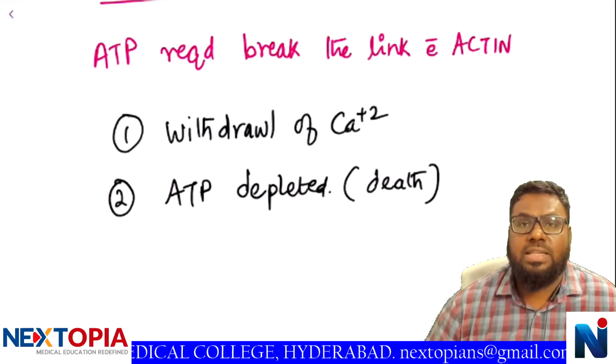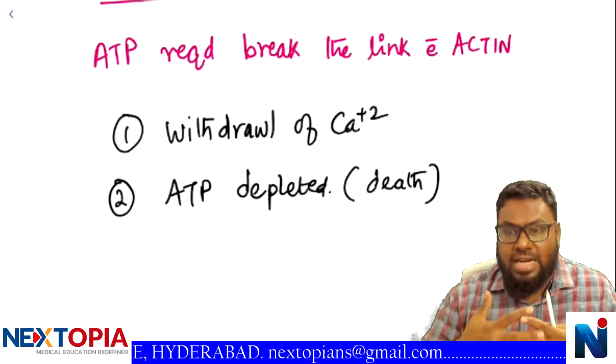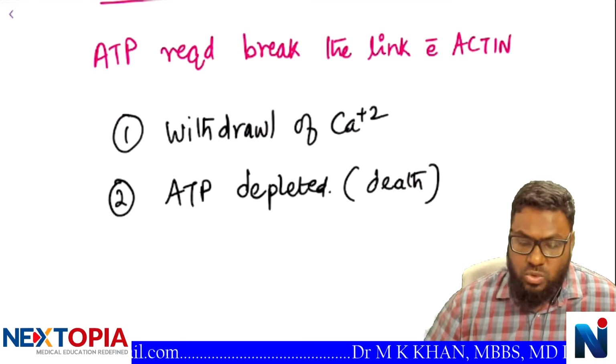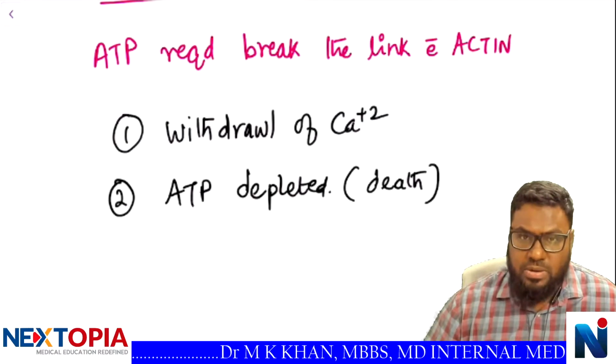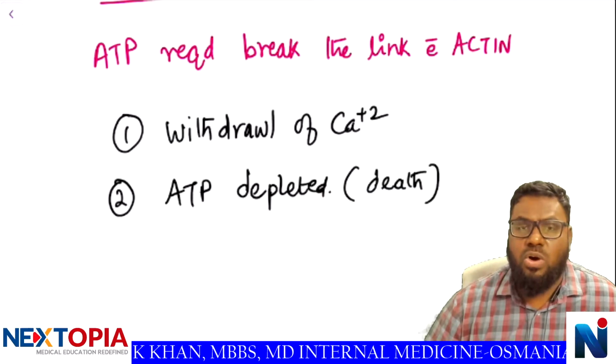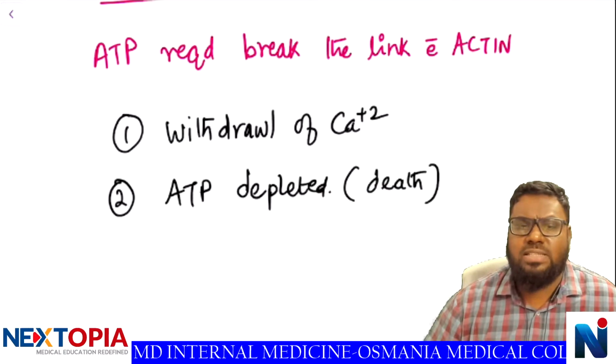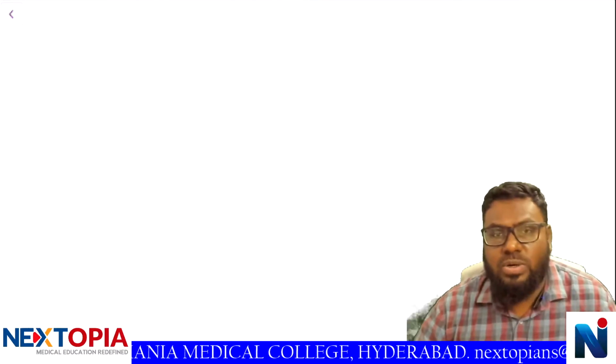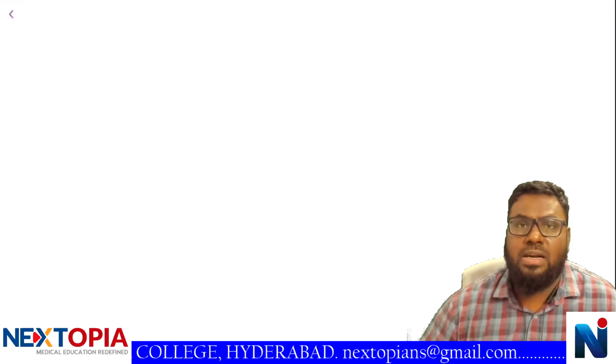There is no ATP, that results in sudden stoppage of that contraction coupling. All right, these are the two mechanisms of contraction coupling. So what is this coupling and what are the cross bridges? Let us try to understand with the help of a simple diagram.